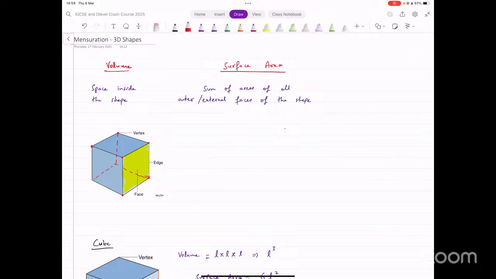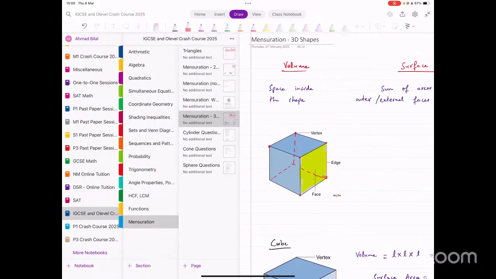Okay, everyone, let's begin then. Assalamu alaikum. So we're doing mensuration today. We're done with all the concepts, pretty much all the concepts. There are a couple of things that I would cover today before doing some past paper questions. But let me quickly remind you about what we've done until now in 3D shapes in particular.